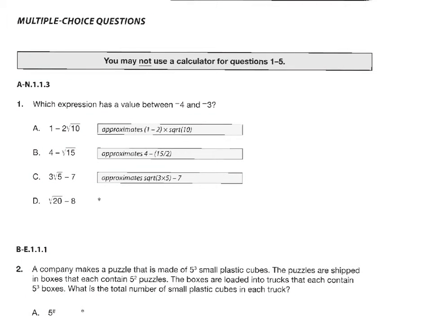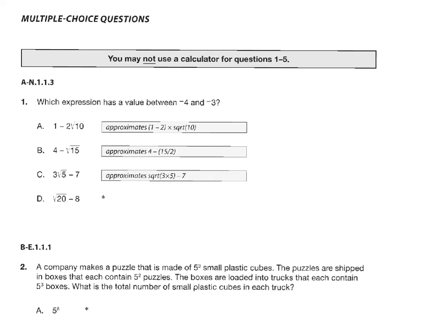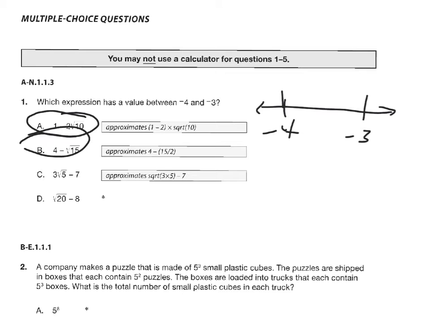All right, because you can't use a calculator on number one, you basically have to have a pretty clear understanding of square roots. So when you're looking at this, a value between -4 and -3, the best thing to do is think about this on a number line. If you have a number line, you've got -4 and -3, and you're trying to figure out the value between them. So you have to go through each individual problem and determine which one comes in between. So you can see that D is the correct answer.